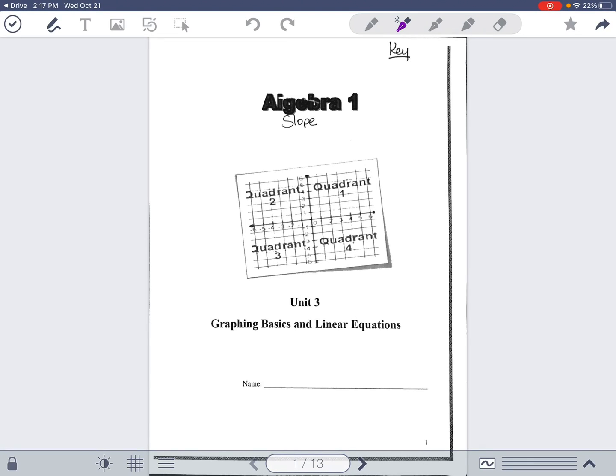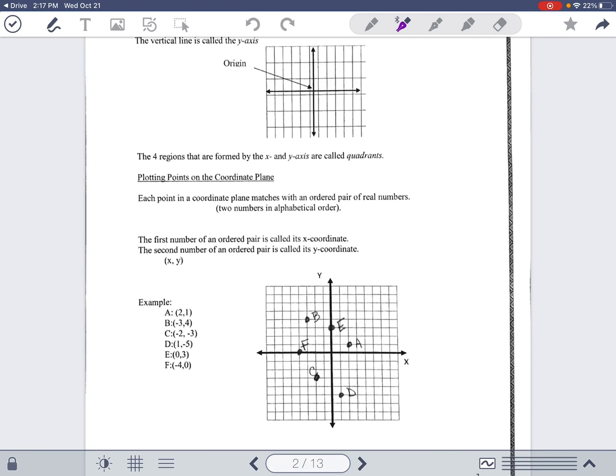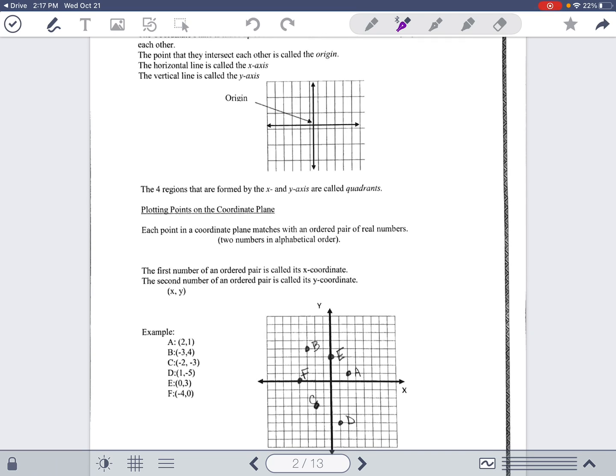This week we're going to be talking about slope. This is the beginning of your slope packet, part 1. This is the cover page. All right, so first thing you need to be reminded of is how to find ordered pairs in the coordinate plane. We're going to recall the origin, the quadrants of the coordinate plane.